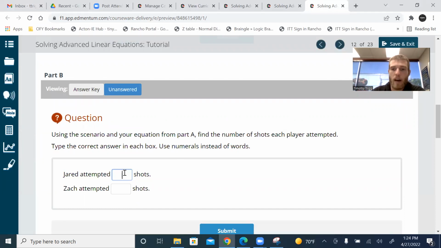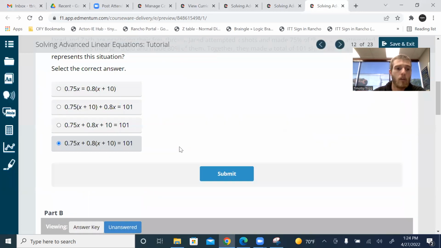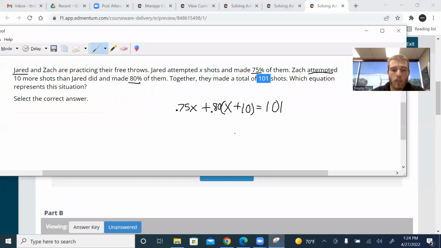Okay, once we find that, then we can figure out how many Zach attempted because we just add 10 to Jared's, right? So let's go ahead and solve this equation. The first thing I would do is, whenever you have a number in front of a parentheses like that, notice I've got 0.80 in front of this parentheses. That means this 0.80 needs to be multiplied by every term in this parentheses. So this 0.80 is going to multiply with x and also with this 10.